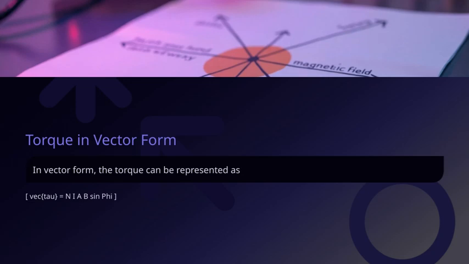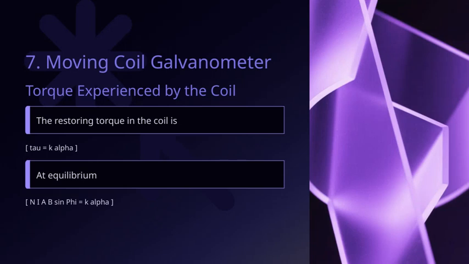This vector approach is especially useful because it helps us visualize the interaction more clearly and makes it easier to apply in complex scenarios, such as in electric motors or generators. Remember, the core idea here is that torque is not just about how strong the magnetic forces are, but also about their orientation, which is where the sign of the angle, phi, comes into play. So, understanding this vector representation really ties together the concepts we've been discussing about electromagnetic forces and how they produce rotational motion. Let's take a closer look at this key equation.